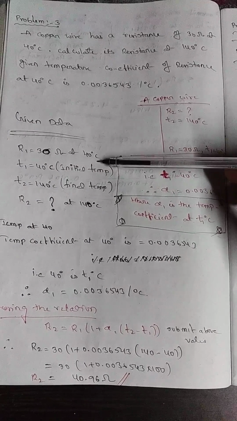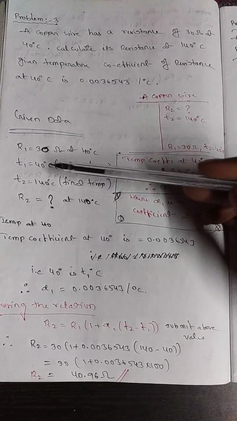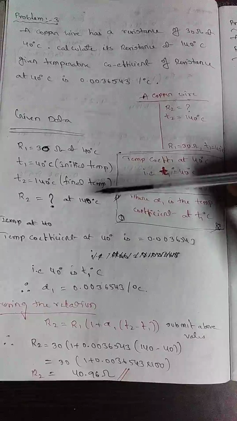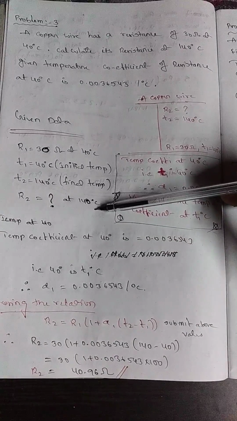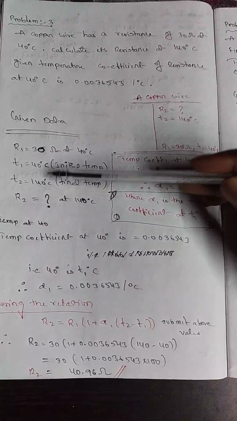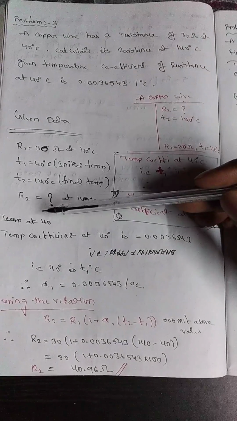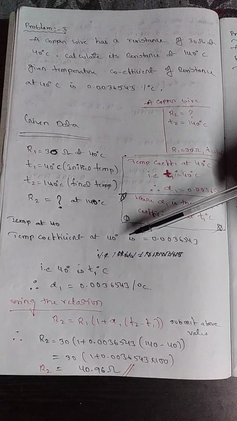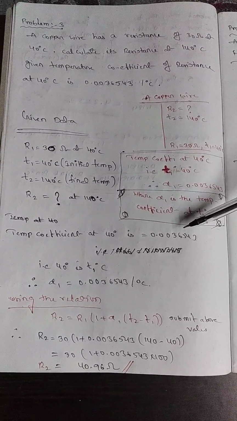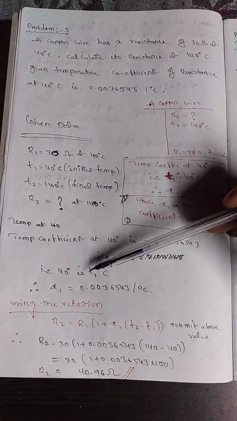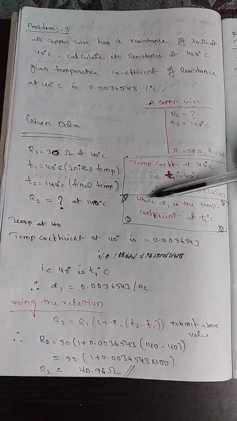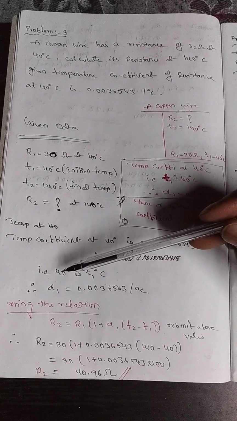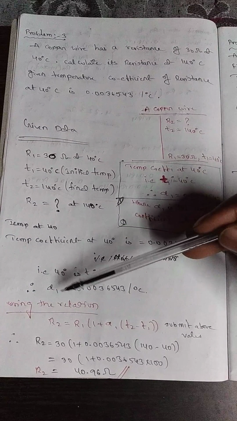R1 is 30 ohms at 40 degrees centigrade, T1 equal to 40 degrees centigrade is the initial temperature, and T2 is 140 degrees centigrade, the final temperature. R2 equal to how much at 140 degrees centigrade? So 140 degrees is T2, then what will be the R2 value? Here the temperature coefficient at 40 degrees is 0.0036543. That is, 40 degrees is T1, where alpha 1 is the temperature coefficient at T1 degrees, so at T1 it is alpha 1 itself.